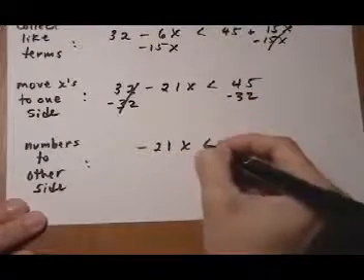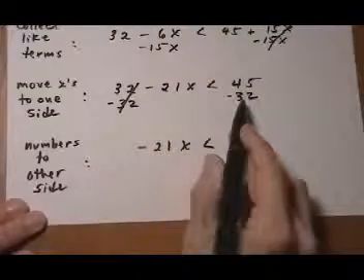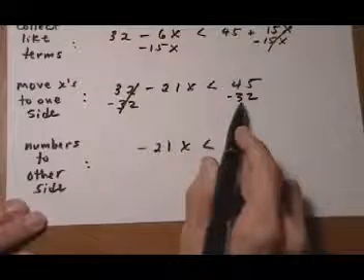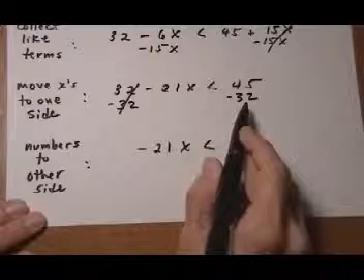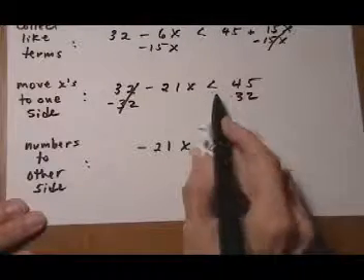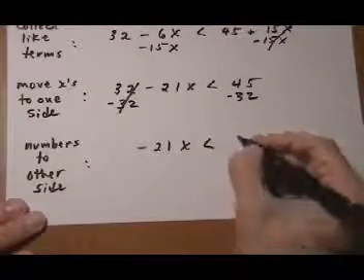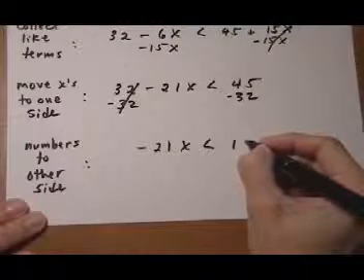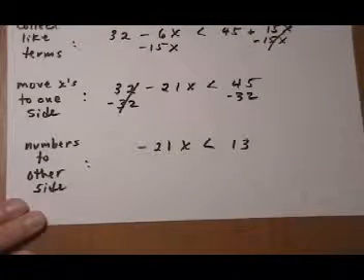This inequality stays the same direction. Even though I have this negative number happening here, I'm subtracting it from both sides. I'm not multiplying or dividing it to both sides. Therefore, the inequality symbol points in the same direction. And that'll give me 13.